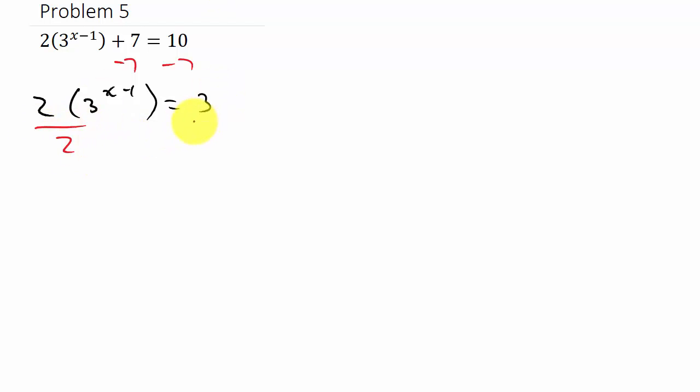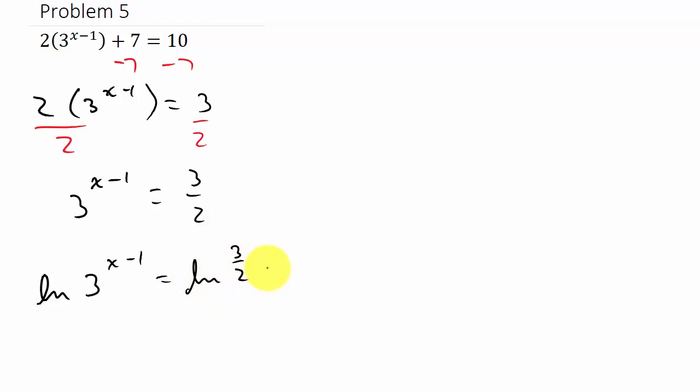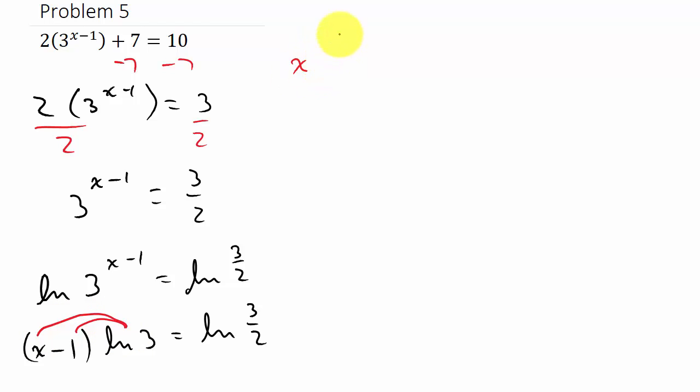And then I'll divide both sides by 2, and that's going to give me 3 to the x minus 1 equals 3 halves. Now I can take the natural log of both sides. So I get natural log 3 to the x minus 1 equals natural log 3 halves. And then I'll use the property that says I can bring this in front and multiply. So that's x minus 1 times natural log 3 equals natural log 3 halves. And just like on all the other problems, I'm going to distribute the natural log of 3. And so that gives me x natural log 3 minus natural log 3 equals natural log 3 halves.